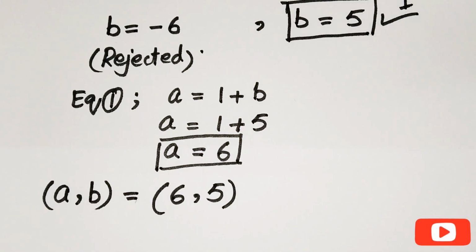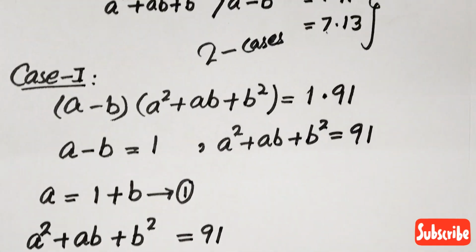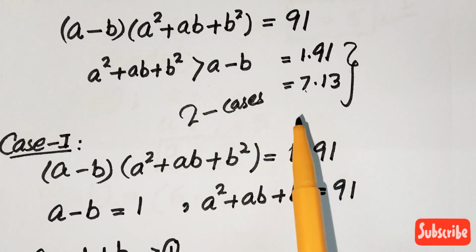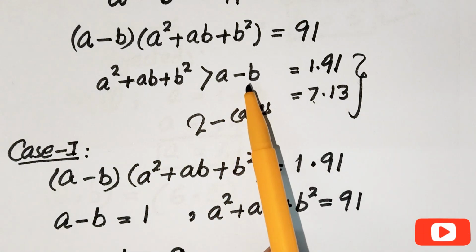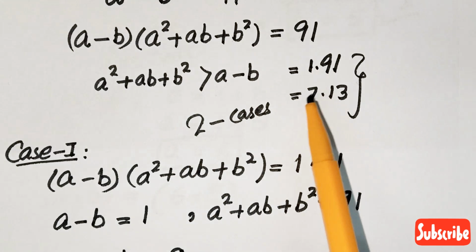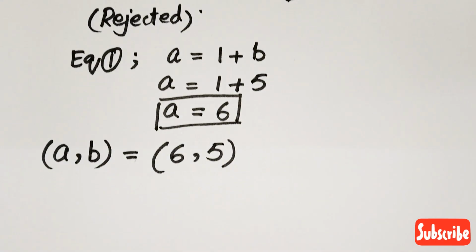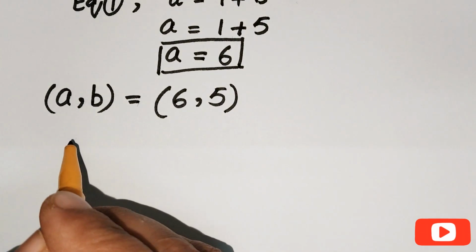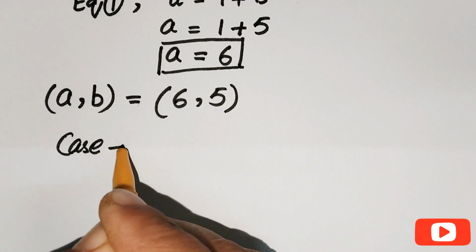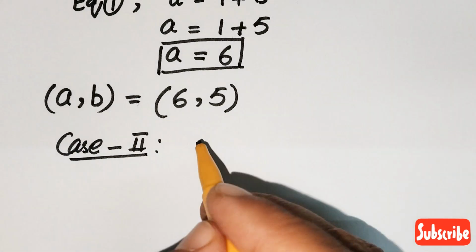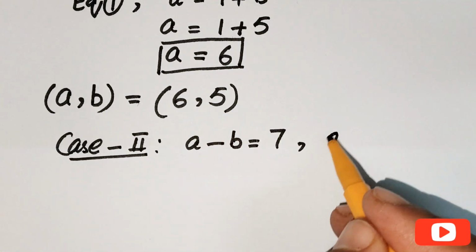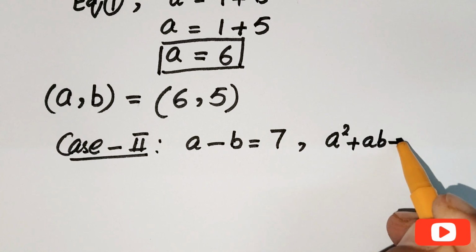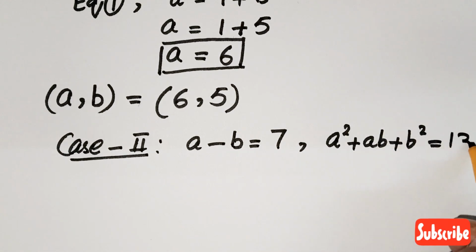Now we are going to solve our other case, which is case 2. So our case 2 is that 7 times 13, so we write a minus b is equal to 7 and this one is equal to 13. So writing our case 2 here, a minus b is equal to the smaller factor, which is 7, and a squared plus ab plus b squared is equal to 13.